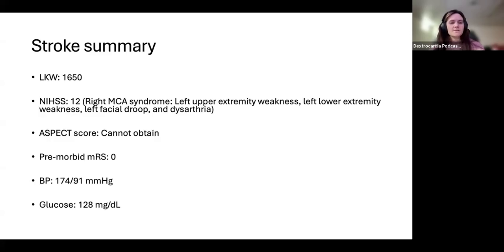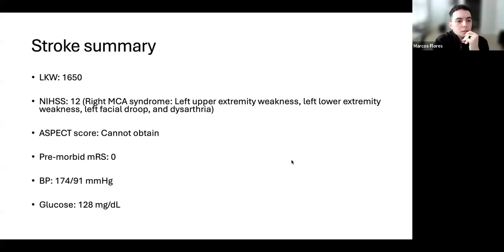He had some imaging, and so that's why the ASPECT score couldn't be obtained. He had a pre-morbid mRS of 0. His BP was a bit high at 174/91, but his glucose was 128. So we don't think it was a low blood sugar issue or something like that.